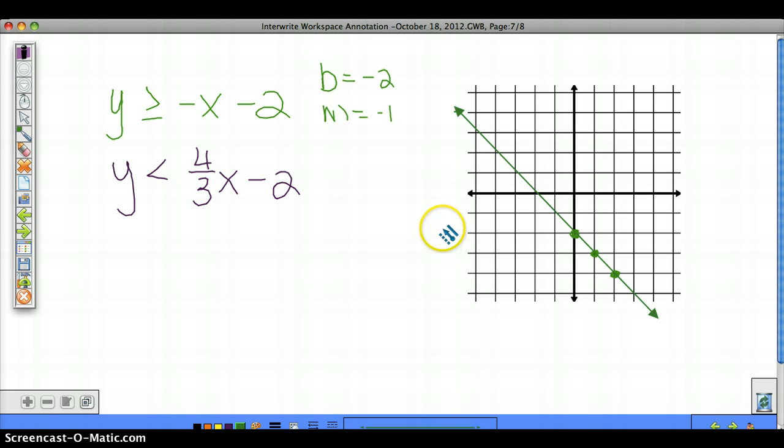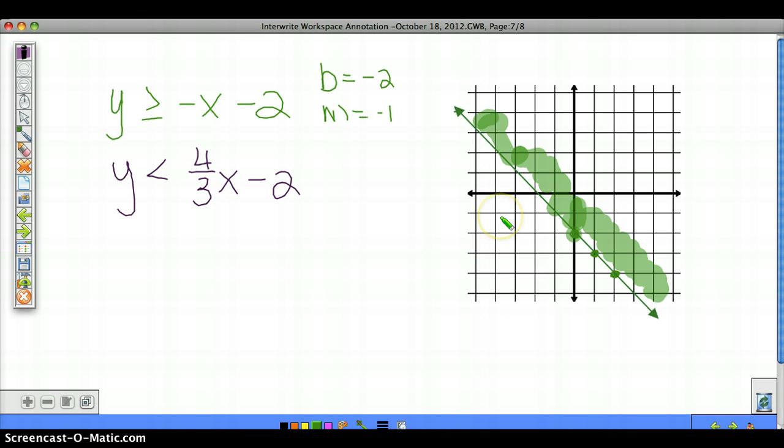Alright, now for our shading, we are going to shade both of them separately and then we will combine them. So I'm going to shade my green with green. So y is greater than. I'm going to start at my b, start at my y-intercept, and greater than would be up. So for this green equation, I would be shading everything above it since it's greater than.